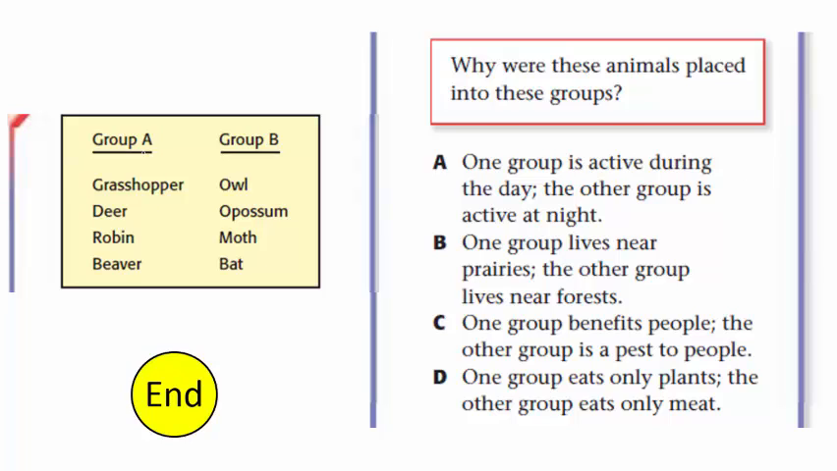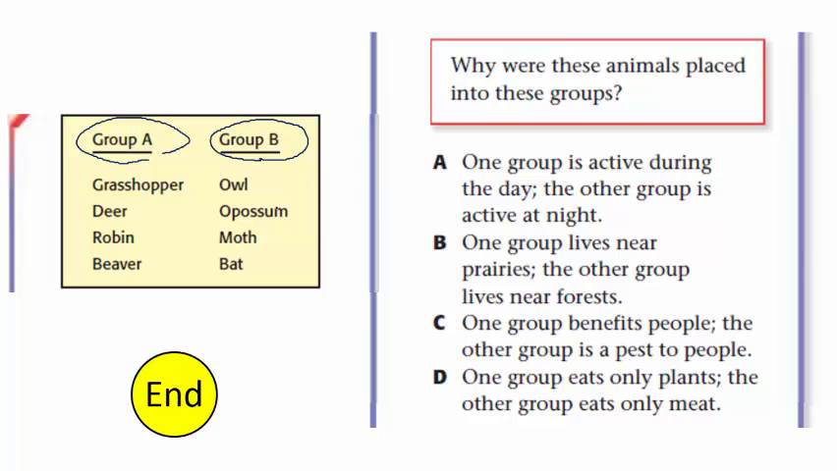All right, got two groups of animals here, Group A, Group B. At first glance, they may seem similar, they may have some differences. Let's see what the question says, maybe give us a couple clues. Why were these two animals placed into these groups? So each group is unique in some way. So let's read the choices. One group is active during the day, the other group is active at night.